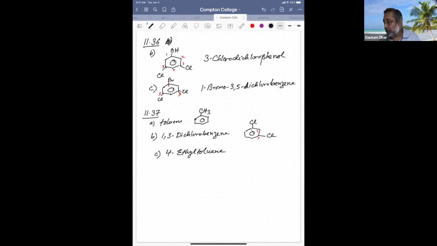So 4-ethyl toluene. So first draw toluene. So this is our toluene. And then put numbers. So go systematically, okay? Don't try to memorize. Just systematically. So these are my numbers. So 4-ethyl, that means at position 4, I have an ethyl group. So CH2, CH3. Now I can also write it as, remember, para-ethyl.